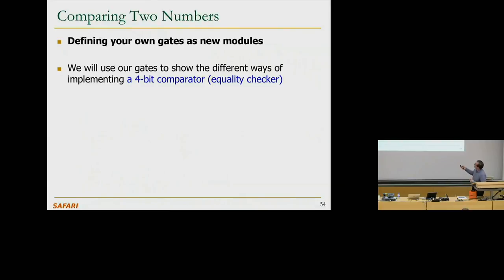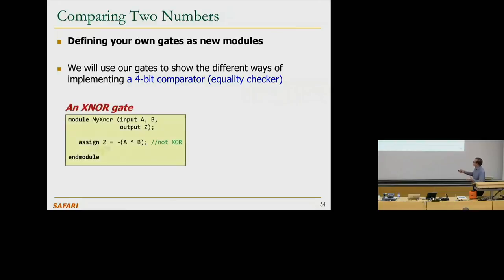So basically, we will use our gates to look at different ways of having a 4-bit comparator, essentially an equality check. Are these two numbers, each represented with 4 bits, equal? So we're going to use these building blocks. This is our XNOR gate, which is used for comparison.